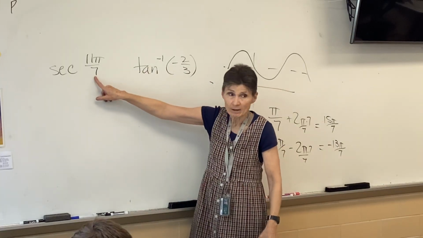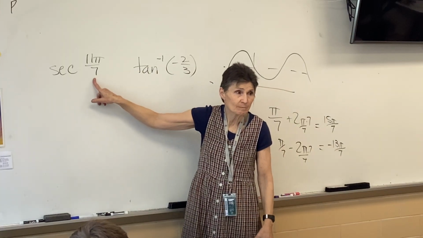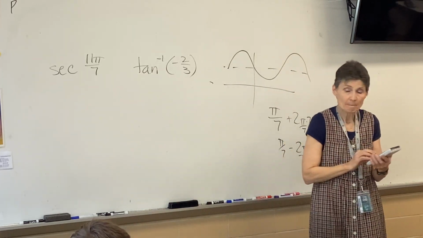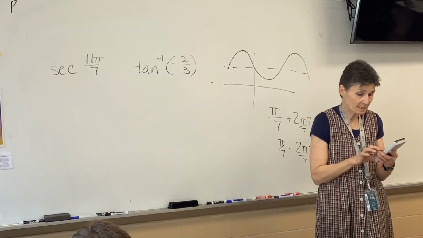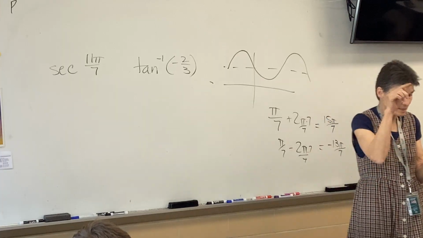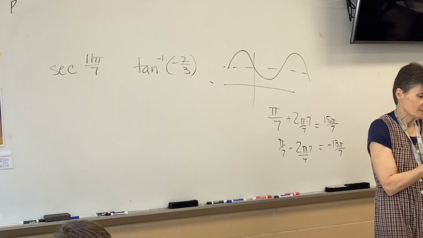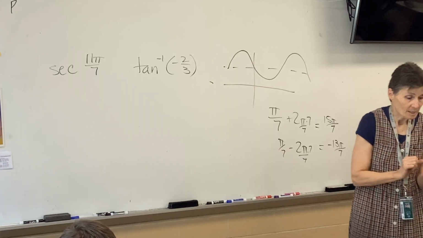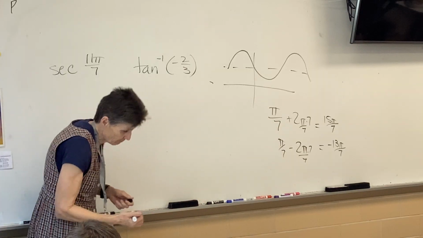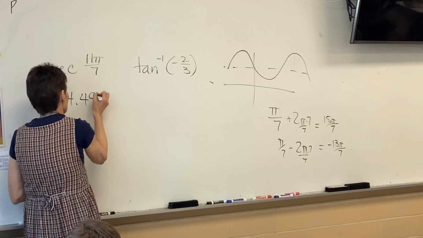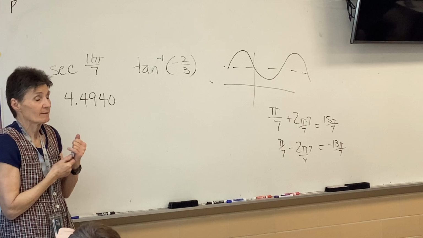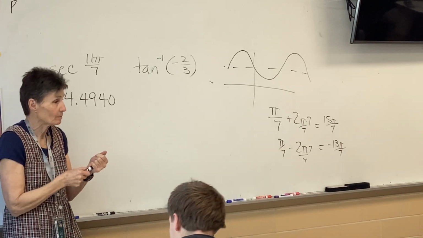Now, see that angle right there? Is that a degree or a radian? It's a radian, so I have to make sure my calculator is set in radians. It is. And then I'm going to do 1 divided by cosine of 11 pi, use the pi button, it's under the clear button over here, divided by 7. And you should have gotten 4.494. 1 divided by cosine, that's how you put a secant into your calculator.